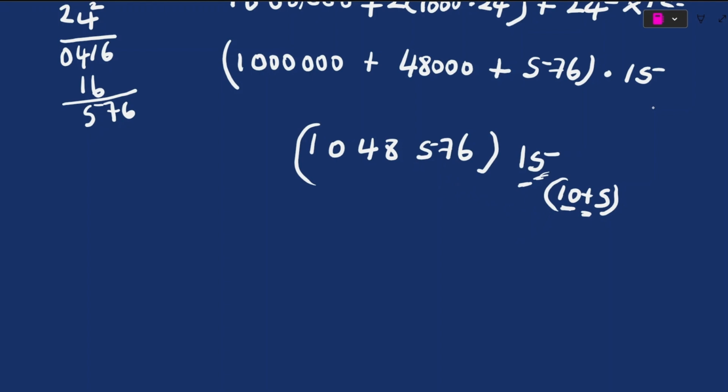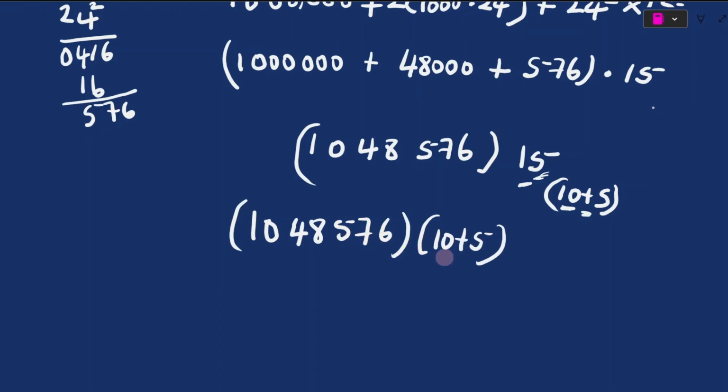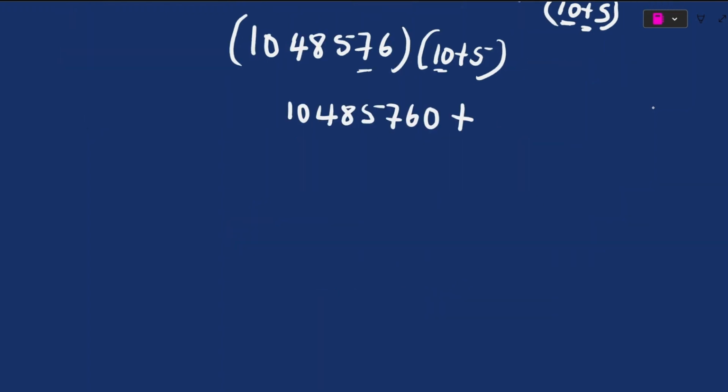Now, we can multiply this. That's 1,048,576. Then also remember that any number you multiply with 10, you just add 0 at the end of that number, and that gives you your answer. So when 10 multiplies this, we now have 10,485,760. Then, when this number multiplies 5, we now have this.